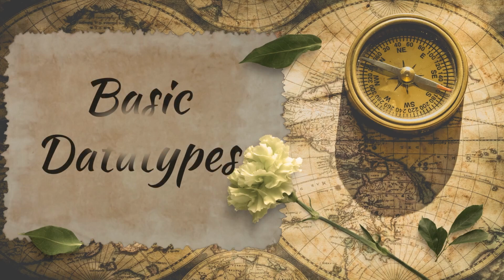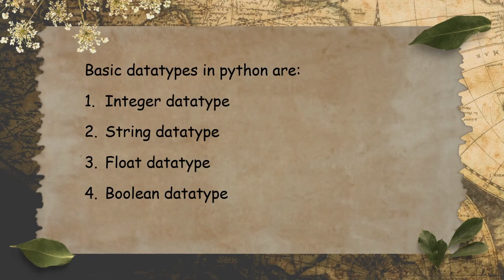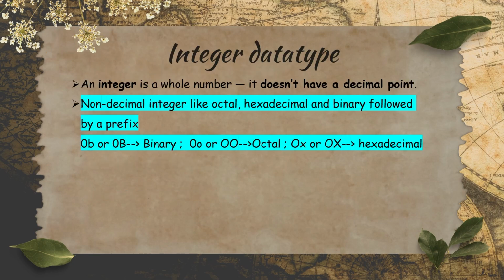In this video, we will be discussing basic data types in Python. A few of the basic data types in Python are integer, string, float and boolean. Now let's get started with the integer data type. So what is the integer data type?